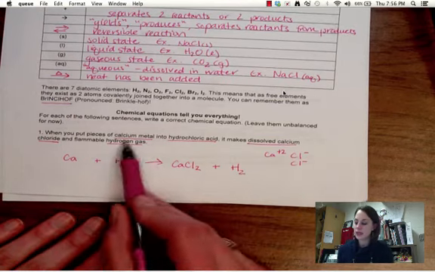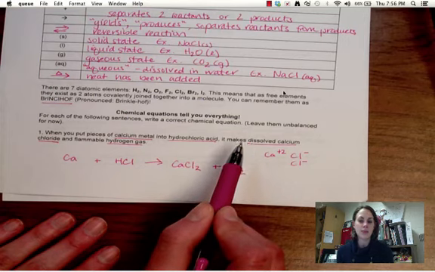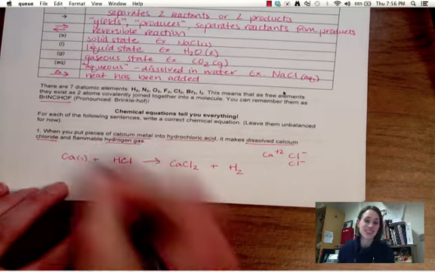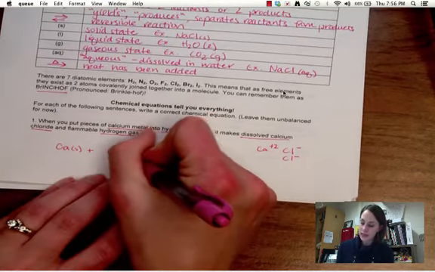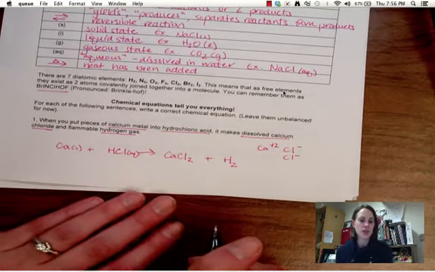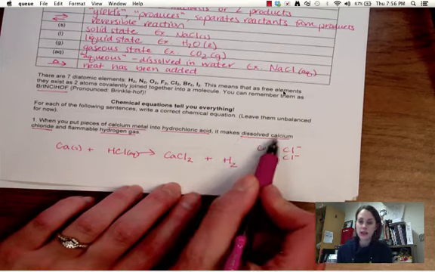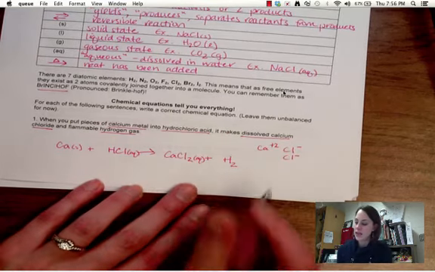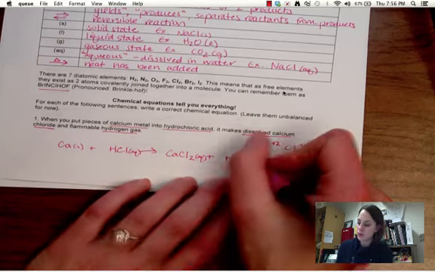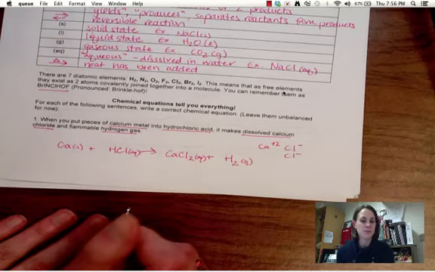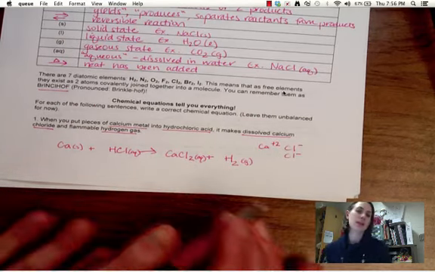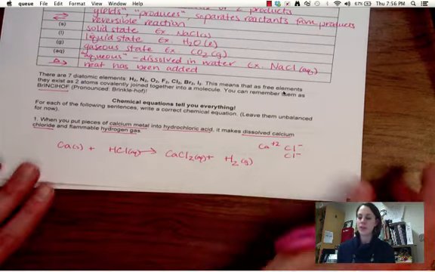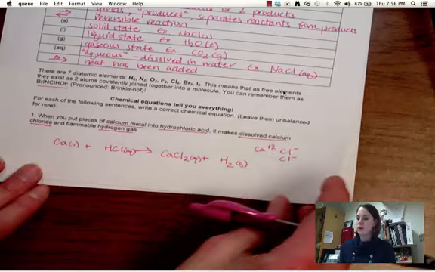There's some clues in here that tell me things about the situation. So calcium metal means that that's a solid. Hydrochloric acid is always a solution. Dissolved calcium chloride, so I have aqueous solution of that as well. And it tells me that I have hydrogen gas, so I'll put a G for gas after the hydrogen. Okay, I'm going to leave it unbalanced for now, so we're good to go with that for our chemical equation. So let's do the second one.